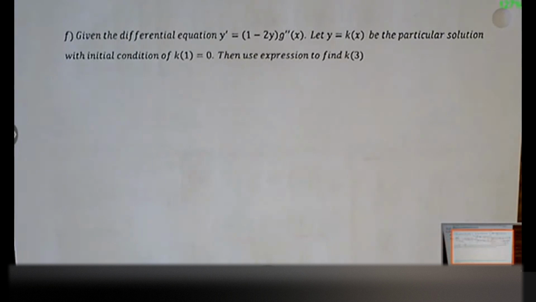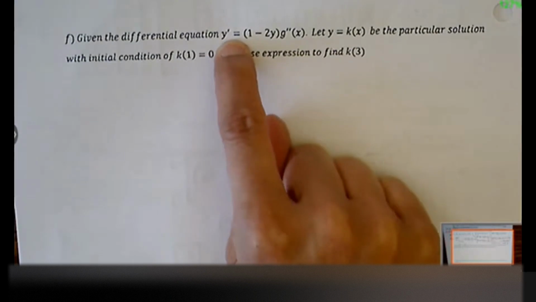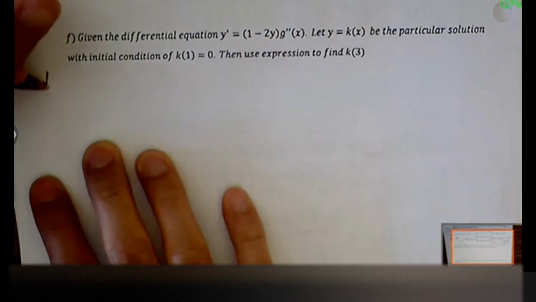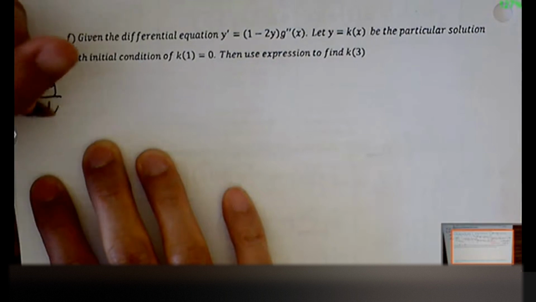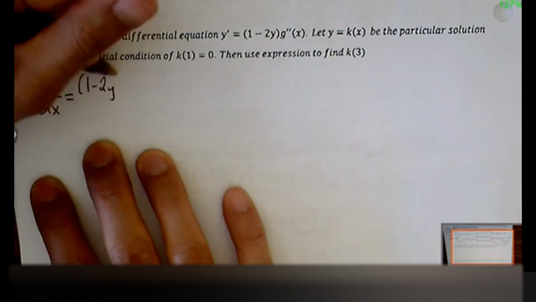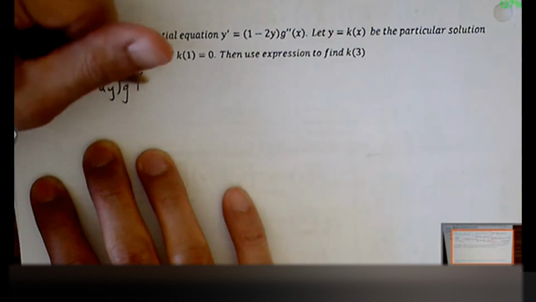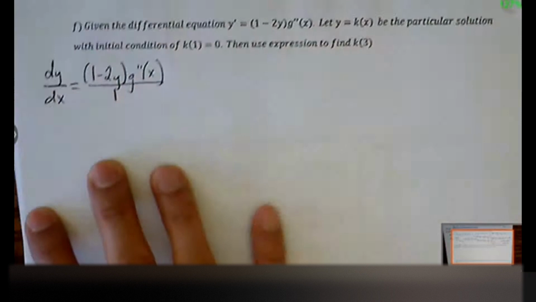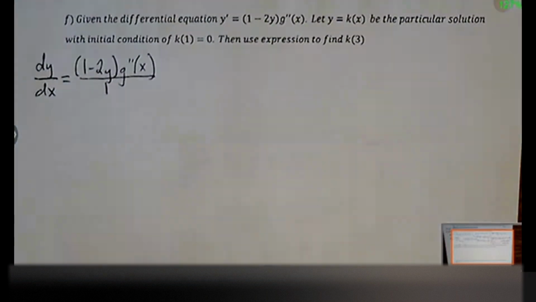Okay, so we're going to set up. I'm only given y prime, so we're going to rewrite this as dy/dx. Get my fractions going. Cross multiply.